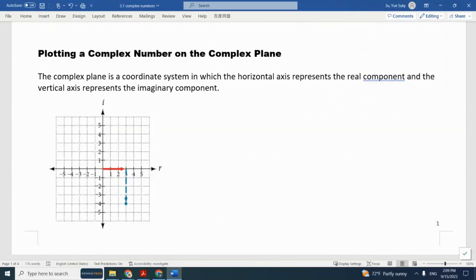So here we have the complex plane, and the horizontal axis is the real part.